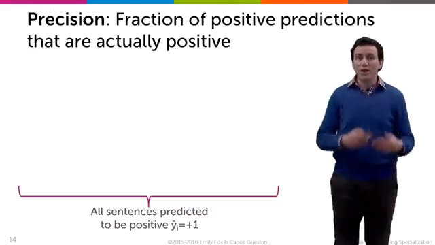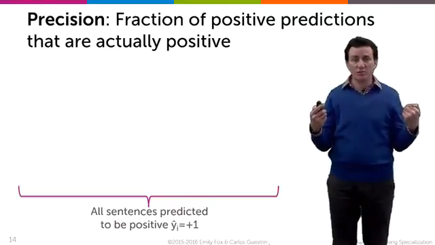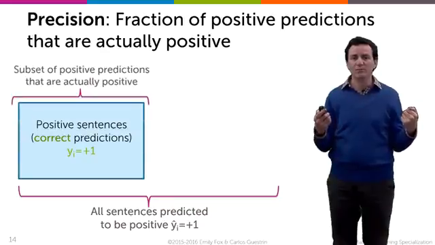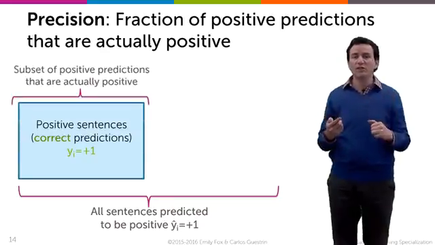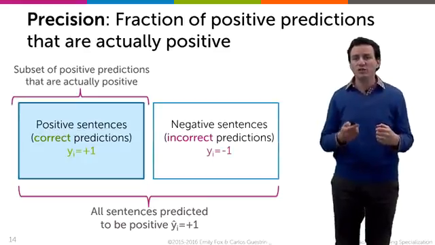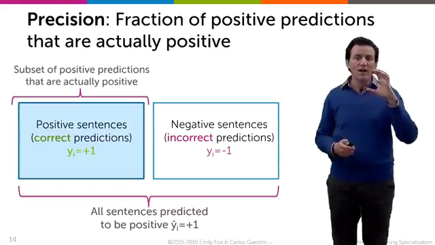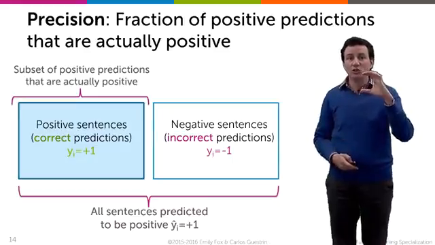So in general, we have a set of data points we're calling positive, that we're predicting to be positive, y hat i equals +1. Some of them are truly positive, the yi is +1, but some of them were actually not positive, so the yi was actually -1. And the question is, how big a fraction of those are the ones that are actually truly positive?